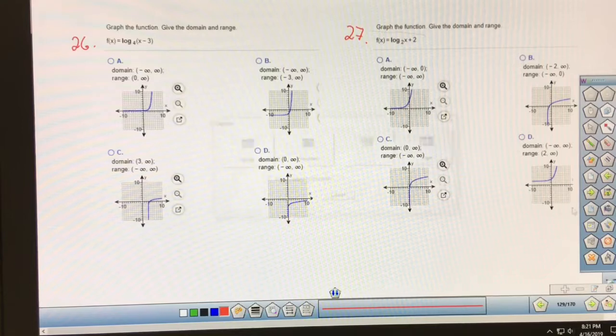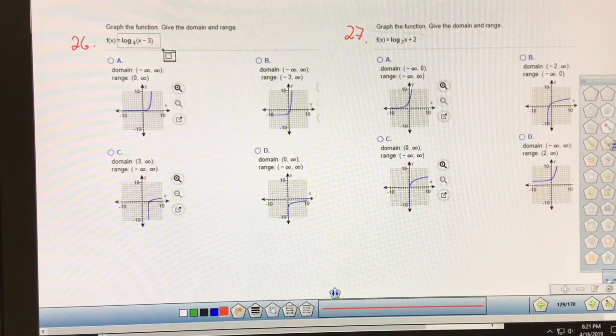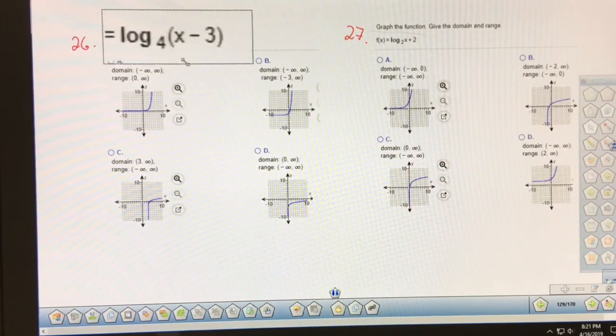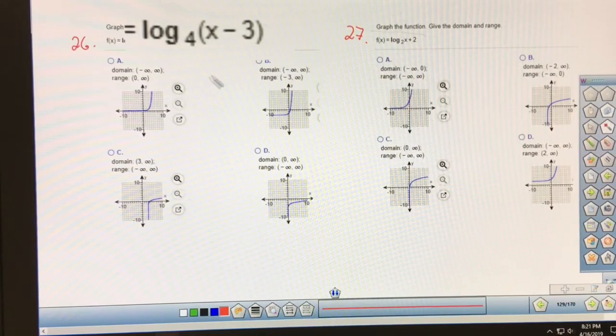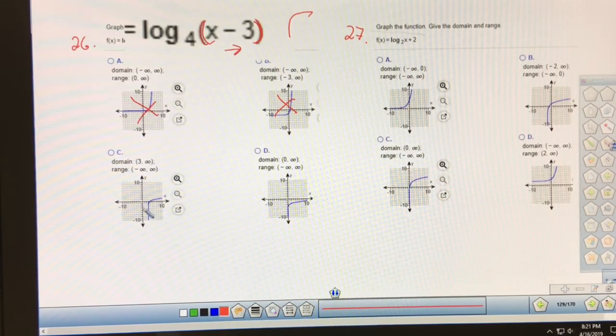Number 26 is a graphical problem. So the question is, for me to graph log base 4 of x minus 3. A log graph just creeps up along the x-axis like that. So it isn't going to be A, it isn't going to be B, it's either going to be C or D. But notice it's -3 and it's nested with those parentheses. That means it's going to go right 3. This graph down here went right 3. This graph here went down 3. So it's going to be choice C.